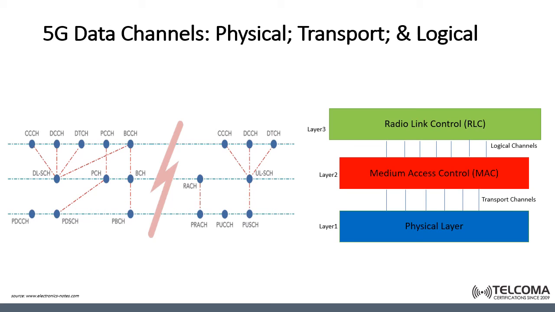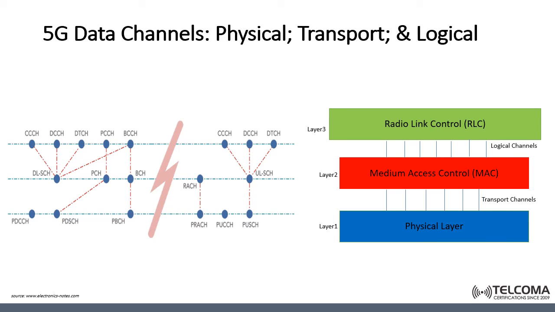The last type of 5G data channels is the logical channel, and as we mentioned before, the MAC layer, or medium access control layer of the new radio, is providing services to the radio link control layer, or RLC layer, in the form of logical channels. And the logical channel is defined by the type of information it carries. So either it's carrying a control channel or a traffic channel.